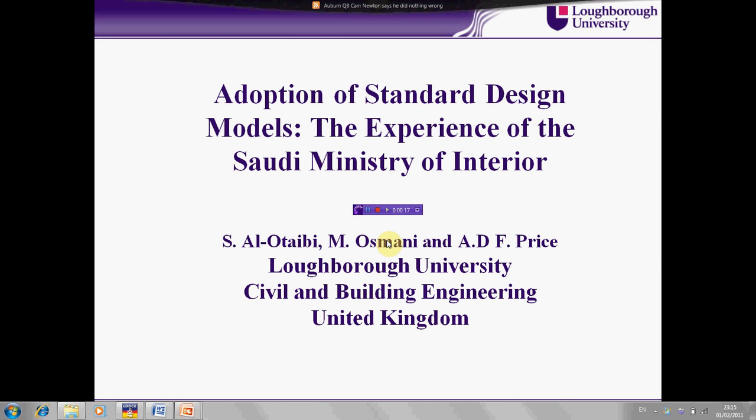This paper is part of a doctoral research conducted at Loughborough University under the supervision of Professor Mohamed Osmani. This presentation talks about the experience of the Saudi Ministry of Interior in adapting the standard design models approach.